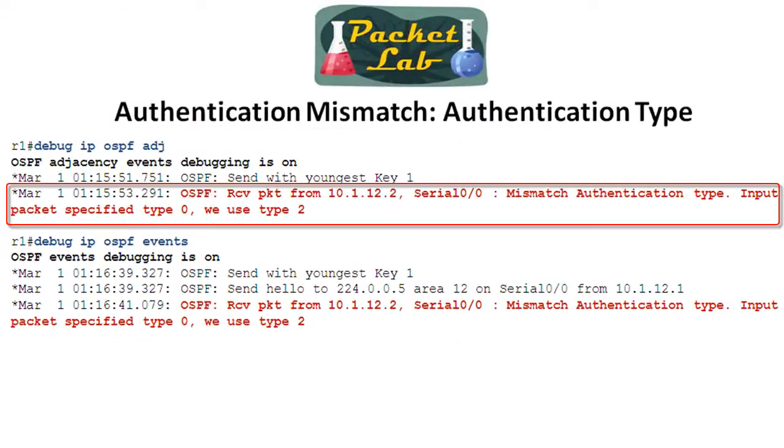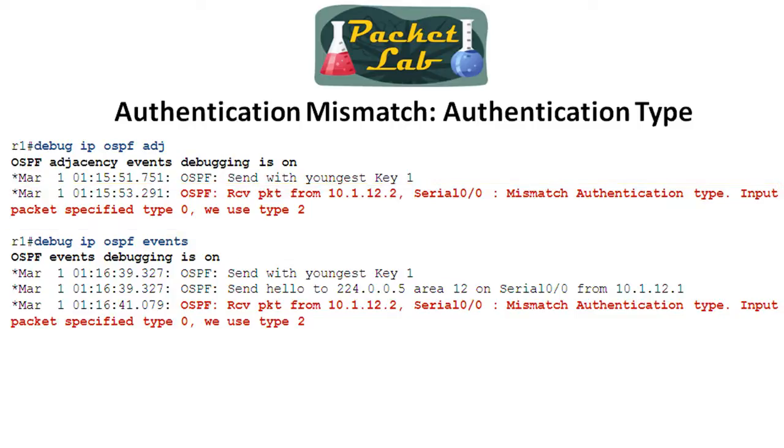And you can see here that we get a message that says we've received a packet from 10.1.12.2, which is router 2 on 0/0/0, and it tells us in plain old English that we have a mismatch of the authentication type. The input packet specified type 0, we use type 2. So we're getting type 0 from R2 and we're using type 2. So this is where knowing the type comes in handy, because there's a little bit of reverse engineering in this debug message. So you know that they're not using authentication whatsoever, because we know that type 0 is null authentication, whereas we're using MD5. A quick look at the running configuration would figure that out for you as well. But we have found our problem here.